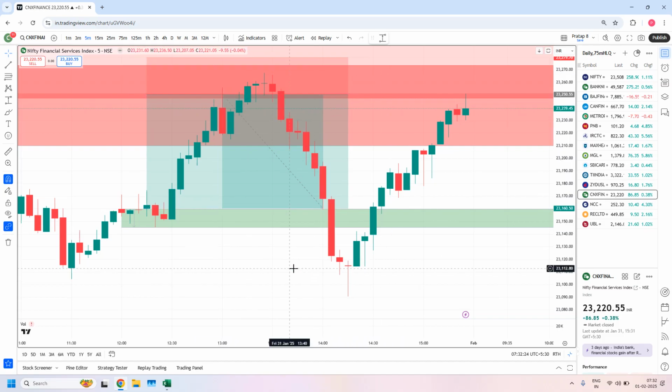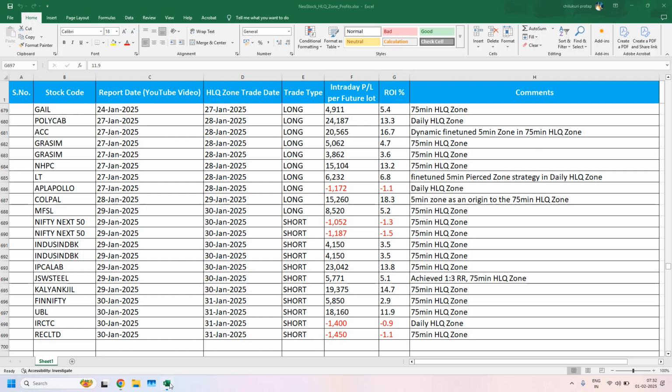How much profit has it given? FinNifty has given 5,850 rupees profit. But ROI is close to 3%, 2.9%. It's close to 3% ROI only we got. Okay, ROI is less, but still profit is a profit.